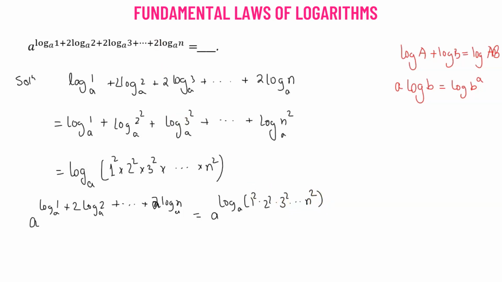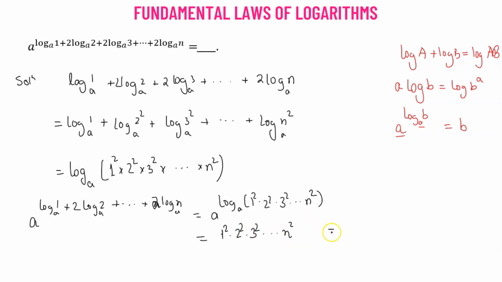The reason why we have written it in this fashion is because we have a property of logarithm. We have a raised to the power of, let's say, log of b with the base of a. When the base of the exponent and the base of the logarithm are exactly the same, then this entire expression becomes equal to b. So we can now rewrite this expression as 1 squared times 2 squared times 3 squared all the way up to n squared.